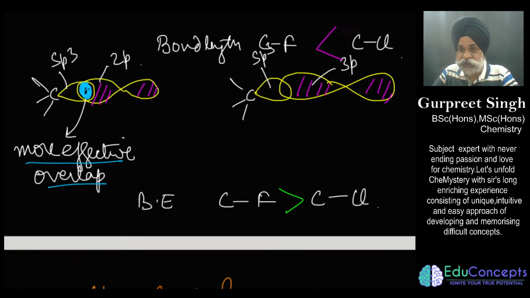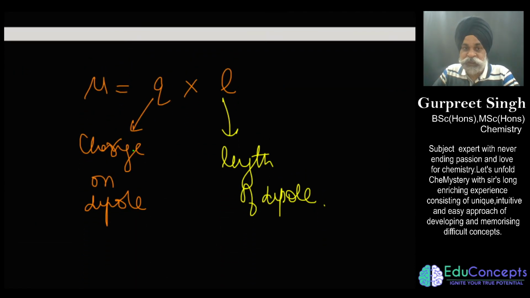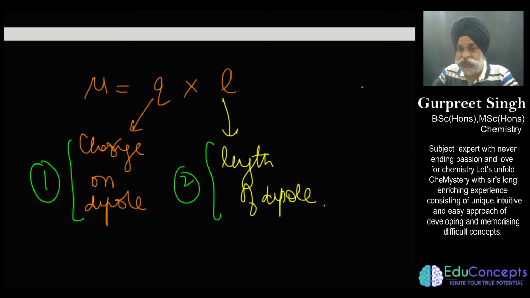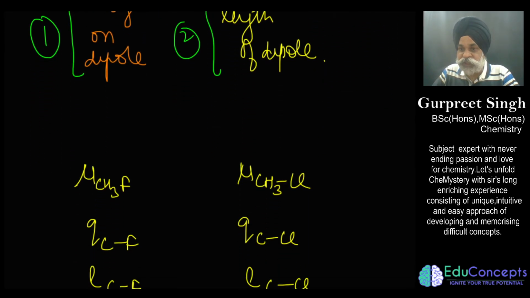So here is the important viewpoint: the dipole moment depends upon the charge on the dipole, and second, the length of the dipole, and at times you also have to take the angle into account. That is the third factor on which the dipole moment depends. Here we are not considering the angle.